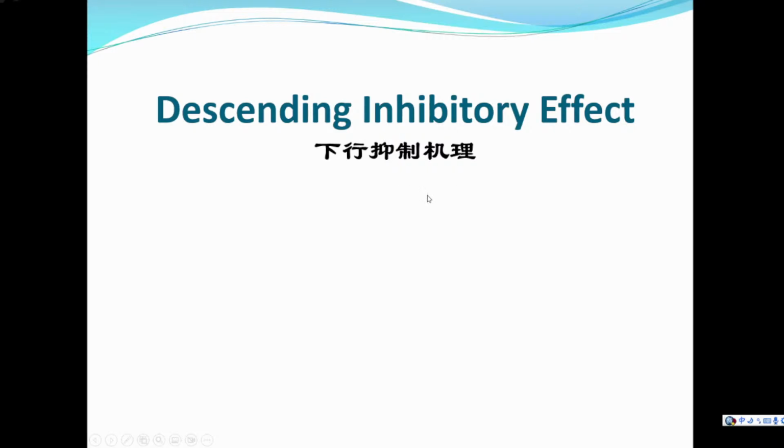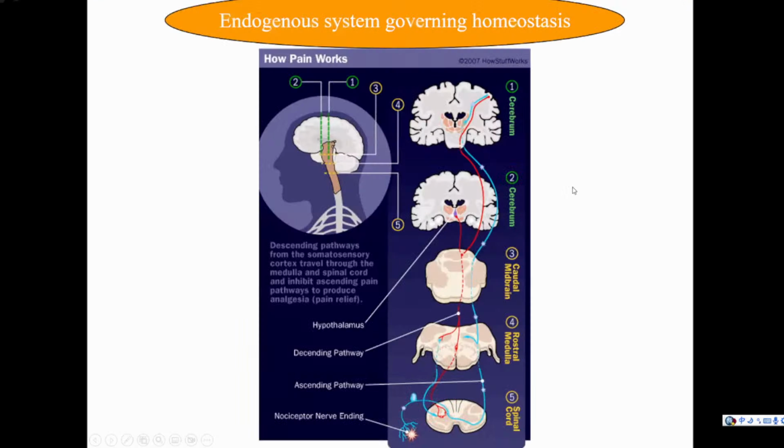So the first one I want to mention, descending inhibitory effect. Descending inhibitory effect exists in the human body. It has nothing to do with acupuncture. It's the system that the body uses to protect ourselves. This is the typical chart you can see.